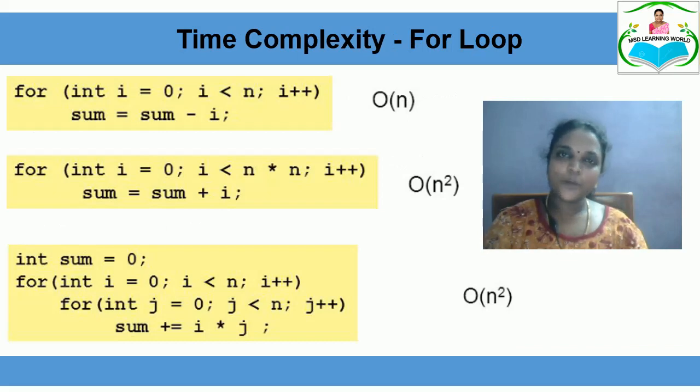Let us see the time complexity for the for loop. In the first example, there is a single for loop where the number of iterations is n. So it is very clear that the time complexity is order of n. Whereas in the second example, the total number of iterations is n into n, which is n square. So the time complexity becomes order of n square.